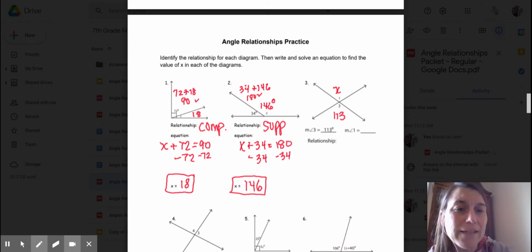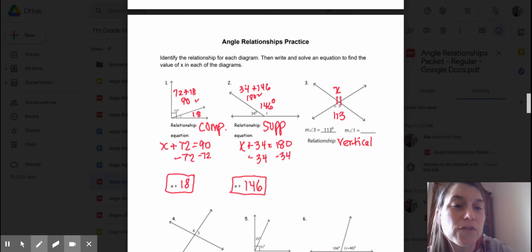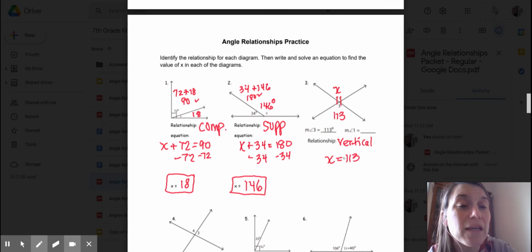Now, these angles are vertical. I don't even bother abbreviating that because that's easy to write. Vertical angles are congruent, which means their measures are equal. So I can say that this equals this. They are equal, so my equation is very simple. It's just x equals 113 degrees. That's my equation, and it also happens to be the solution because I've solved for x.